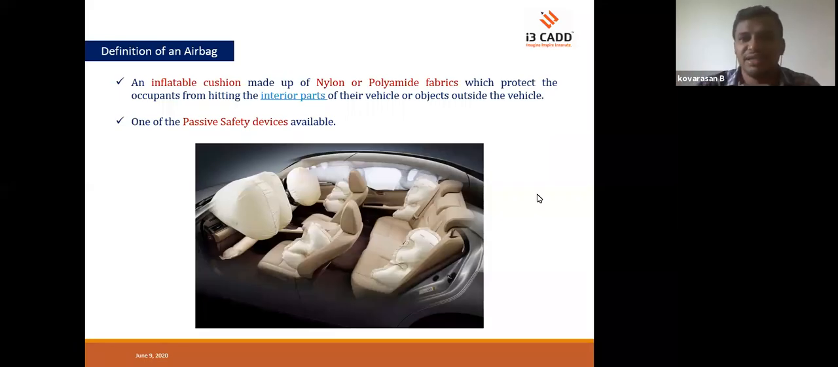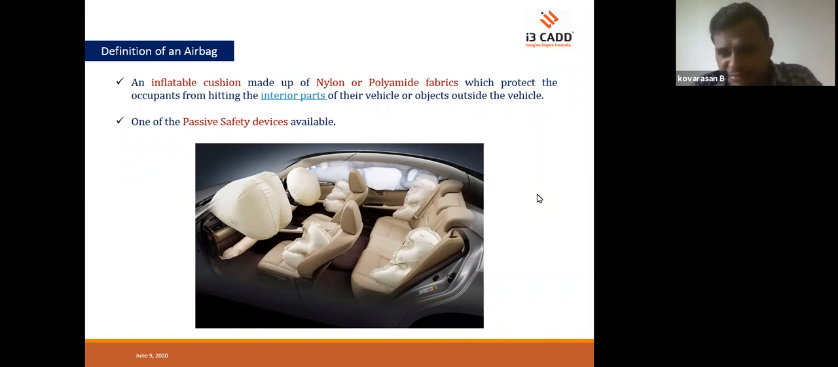Inflate and deflate. That's why we call it an inflatable cushion, right? So regarding the material with which the bags are built, nylon or polyamide fabric, right? This is the material with which your airbags are made. And what's the use of these bags? So these airbags will protect the occupants.